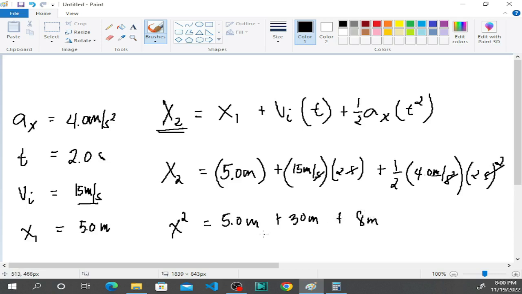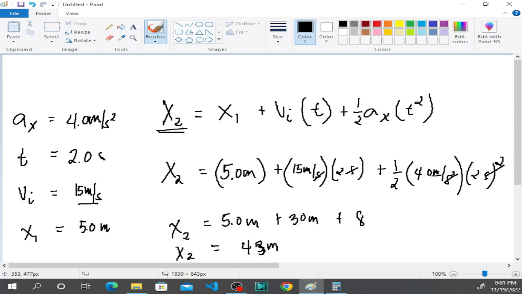All right, so you add this all together, and oh, why do I have the x sub 2 over there? x sub 2, not x to the power of 2. Okay, x sub 2 is now equal to 43 meters away from the signpost. So we have x sub 2. We found it by simply using the formula.